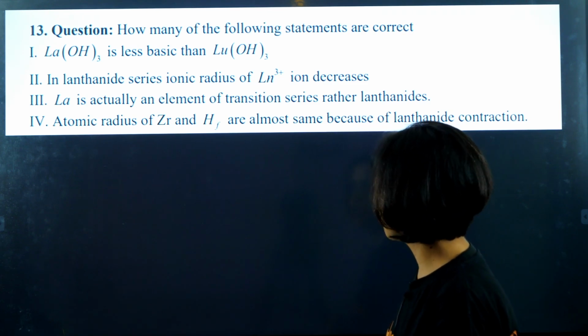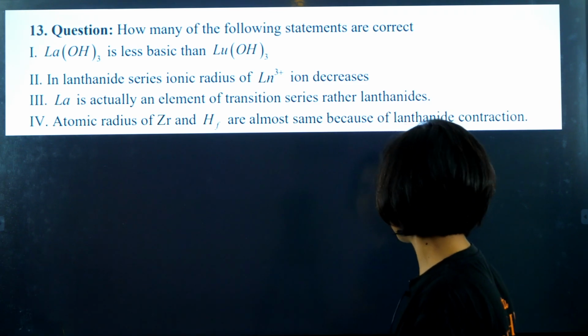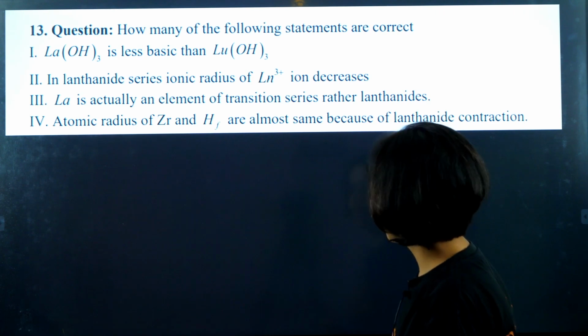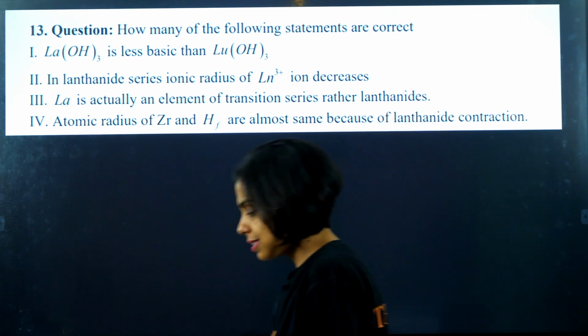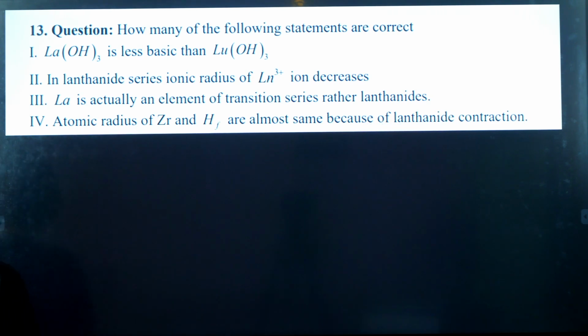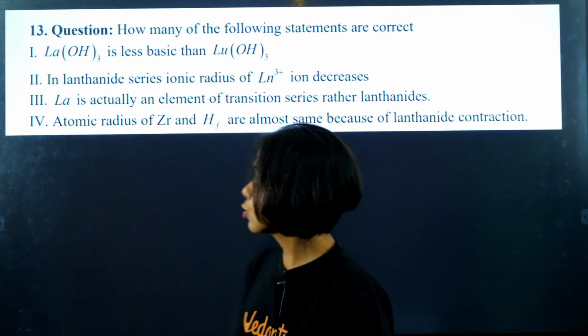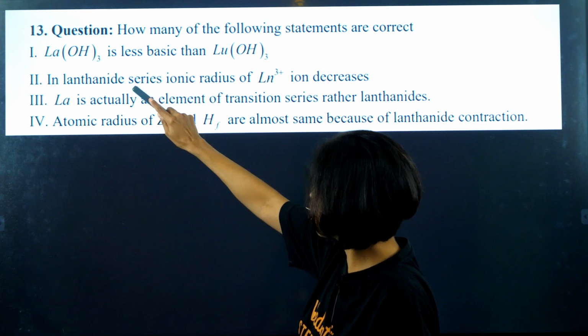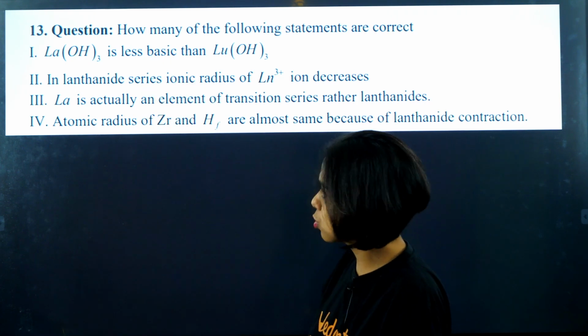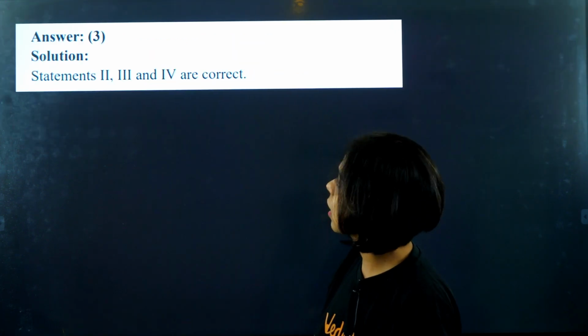The atomic radii of zirconium and hafnium are almost the same because of lanthanide contraction, right? Yes, they are almost the same. I hope you know this exception, which occurs because of the lanthanide contraction, the poor shielding by 4f electrons. Yes. So how many statements are correct? The first was false, the second true, the third true, and the fourth true. So 3 statements are correct, right?